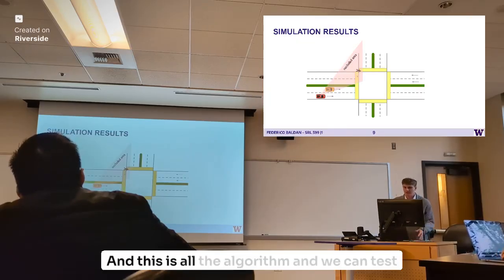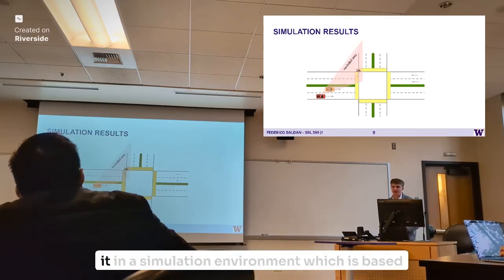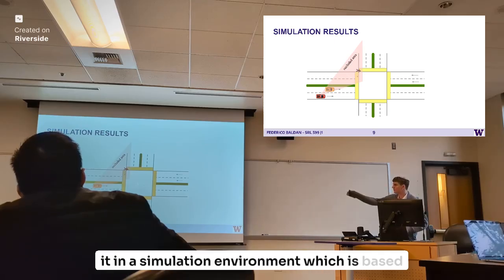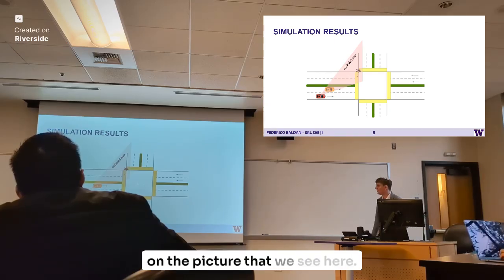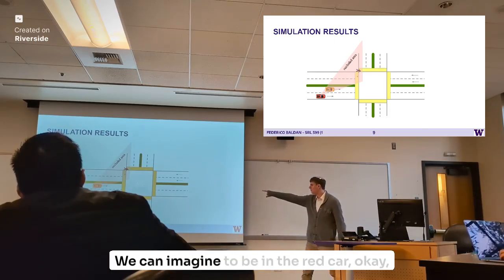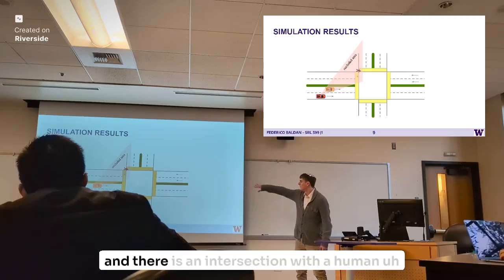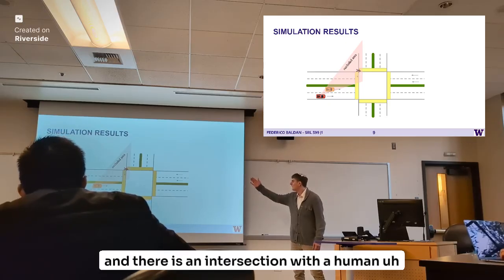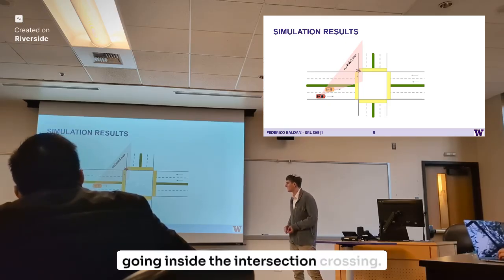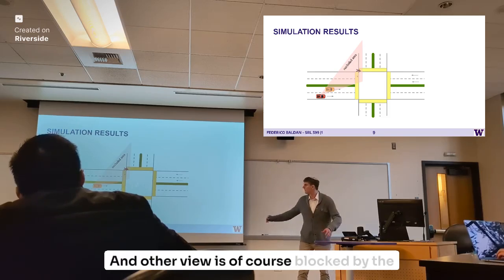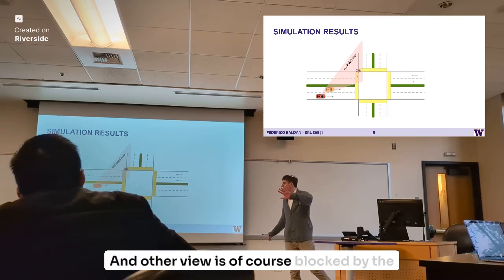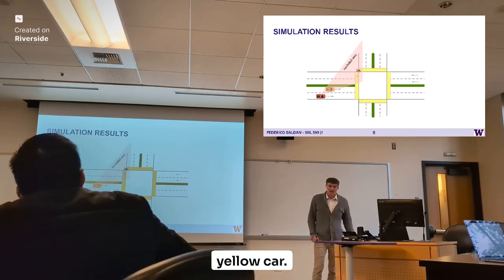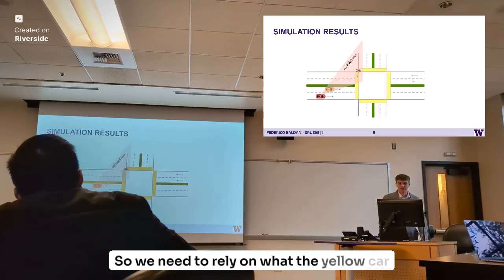And this is the whole algorithm, and we can test it in a simulation environment which is based on the picture that we see here. We can imagine being in the red car, and there is an intersection with a human going into the intersection, crossing. And our view is, of course, blocked by the yellow car. So we need to rely on what the yellow car does.